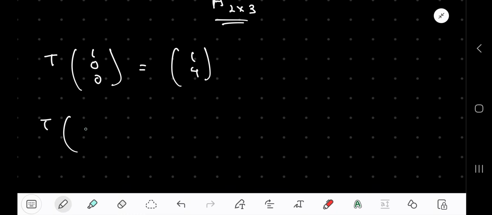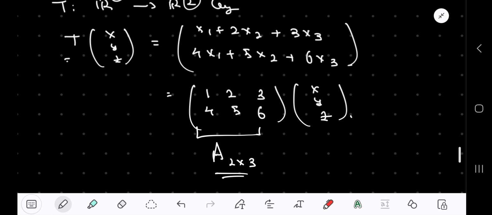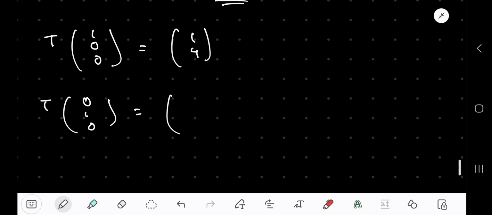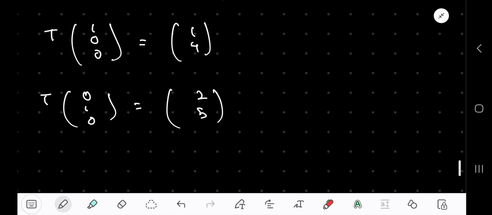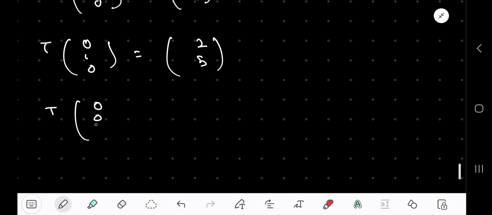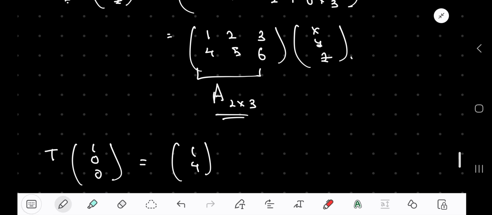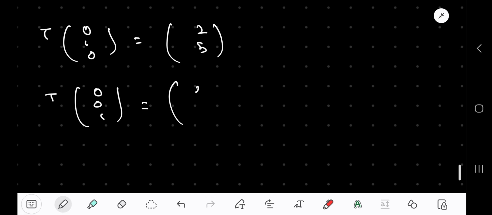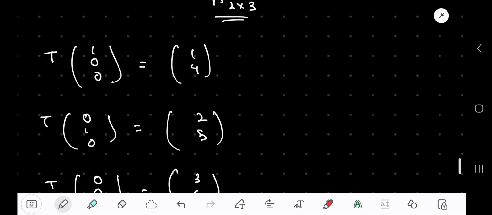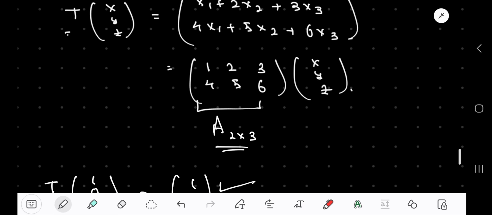Then what is the second unit vector? So you have 0 1 0, and you can easily see this to be 2 5. And the third basis vector, I have 0, 0, 1 here, and I can easily see it to be 3 6. Again an observation that each of these images are exactly the columns here. Fine, and that's exactly what we do, at least in this case.